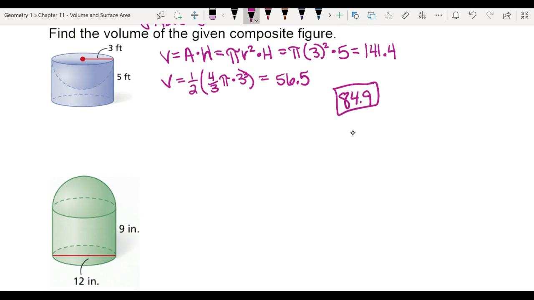Okay, we're not going to do the next one. The only difference is we add them instead of subtracting them. I'm going to give you some work time, okay? So your assignment is 11.6 worksheet. 11.6 worksheet.